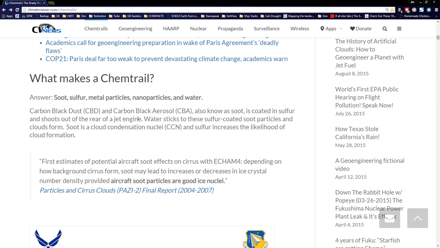So what makes a chemtrail? The answer is soot, sulfur, metal particles, nanoparticles, and water. Carbon black dust and carbon black aerosol, also known as soot, is coated in sulfur and shoots out of the rear of jet engines. Water sticks to these sulfur-coated soot particles and clouds form. Soot is a cloud condensation nuclei, and sulfuric acid increases the likelihood of cloud formation.